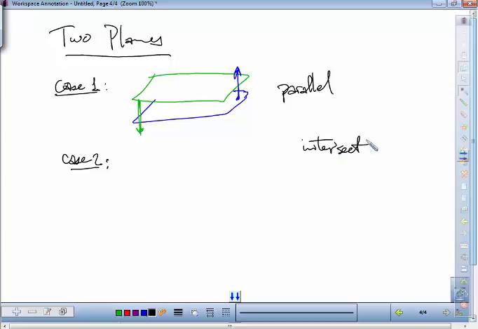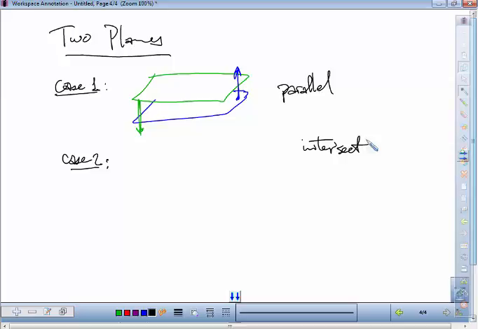How would they intersect? They would intersect in a line. If you look at your laptop or a book, open the book a little bit, pretend one side of the book is one plane and the other side of the book is the other plane. They intersect at the binding, kind of like your laptop. They intersect at the hinge.